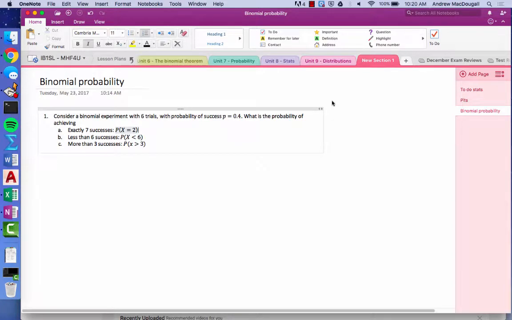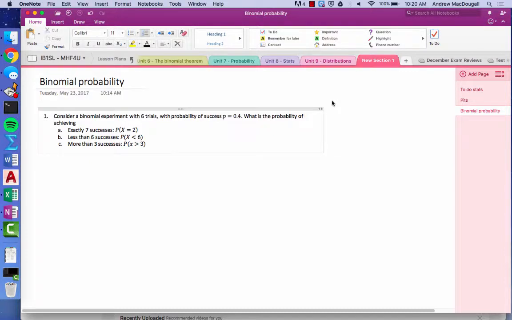Today we're going to look at calculating probabilities arising from binomial distributions on your TI-Nspire calculator. And we're going to do so through this very basic example. If you've reviewed the lesson notes for binomial probability, all of the terminology used here should make sense. If some of it doesn't make sense to you, you should go back and review those notes.